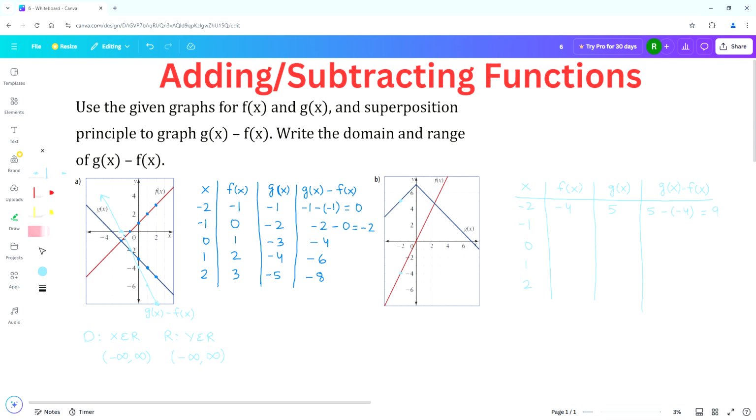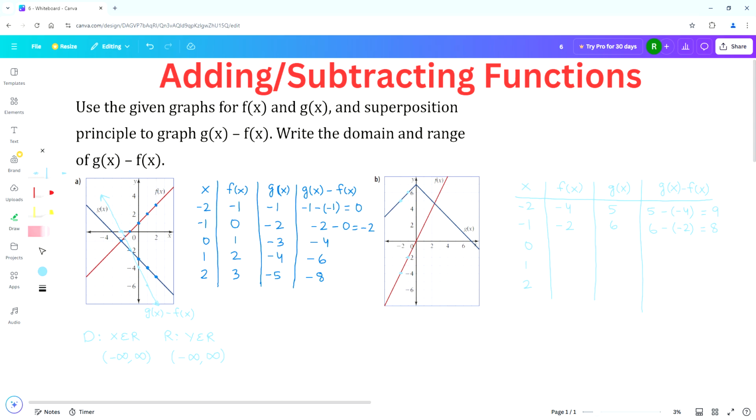At x equals -1, f at x is equal to -2. At x equals -1, g at x is equal to 6, this point on the blue line. So at x equals -1, g at x minus f at x is equal to 6 minus -2, which is equal to +8.